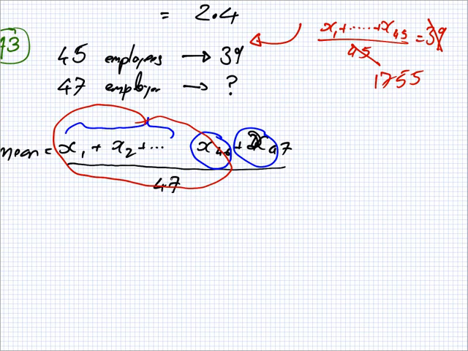Right, so 1755 plus 35 plus 60, divided by 47, and I get 39.4 if I do it like this. That's okay, isn't it? Yeah. Right, let's have a look at 4.